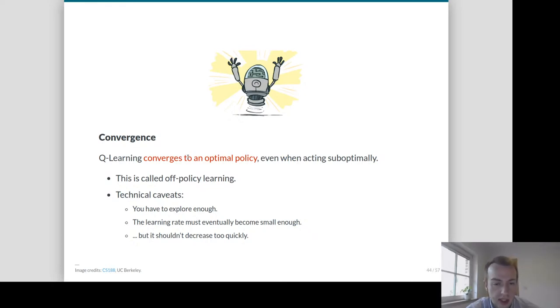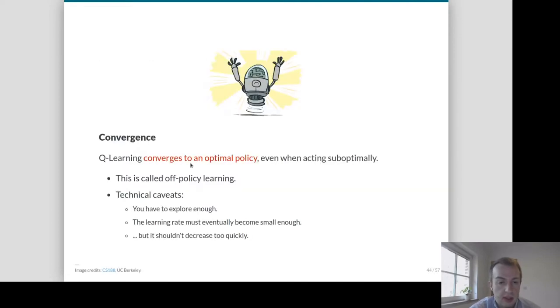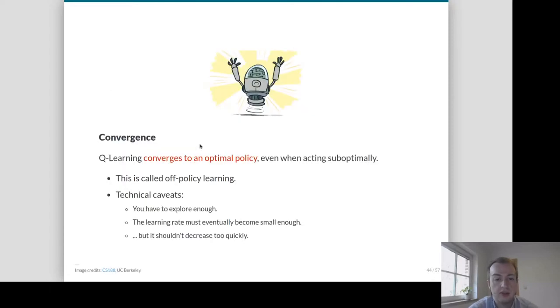Of course, there are some technical caveats. The first one is that this is only true if you explore enough. So that will depend on how you have implemented this f function. It's also only true if the learning rate eventually becomes small enough, depending on how you implement this alpha function. And also, that learning rate should not decrease too quickly, because otherwise you may end up in some local minima, and the associated policy then would be suboptimal.